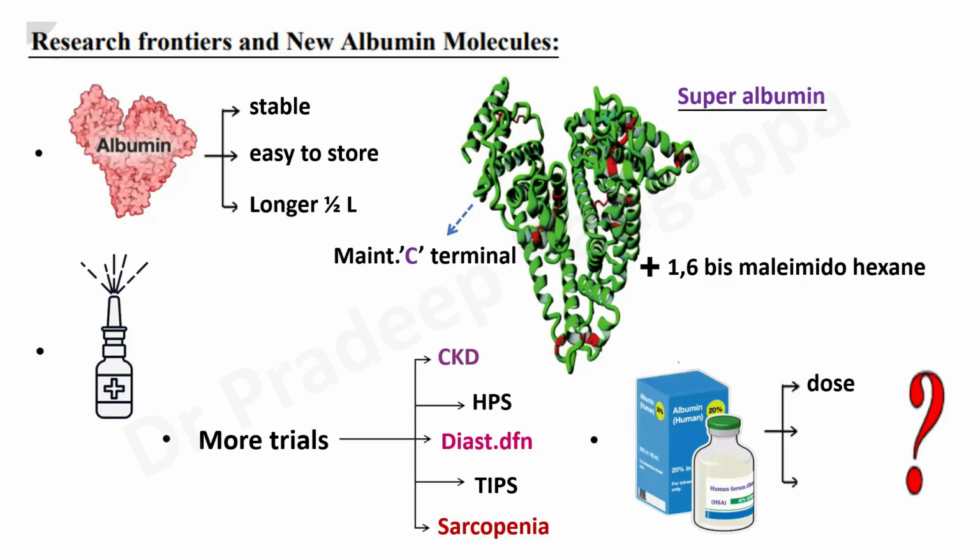And the questions still remain on the dose, because you saw so many trials. We saw some trials using 1.5 grams per kg, some trials using 1 gram per kg, some trials using 40 grams, and even low-dose human albumin. And in every condition they've used different doses. So we do not have standardization of the dose that needs to be used. And we also do not have standardization of the duration. How long can this albumin be used?